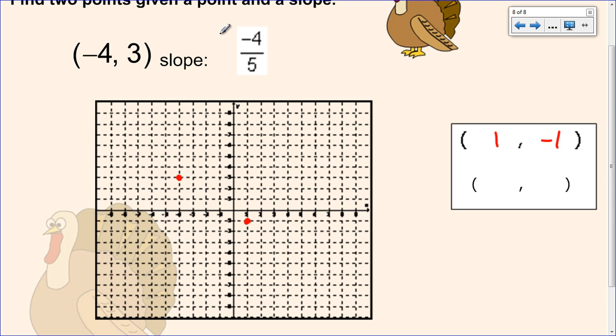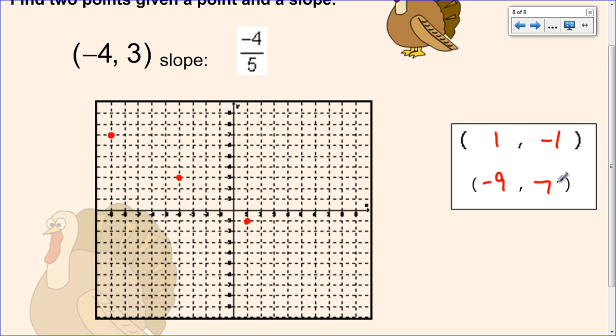You can also go backwards from this. Instead of going down and to the right, I can go up and to the left. It's going to do the same thing, and I'm just going to apply the negative going left instead of going down. So to find another point, I'm going to go up 4. 1, 2, 3, 4. And then I'm going to go left 5. 1, 2, 3, 4, 5. So there is another point which looks like it is at -9, 7. That would be another point.